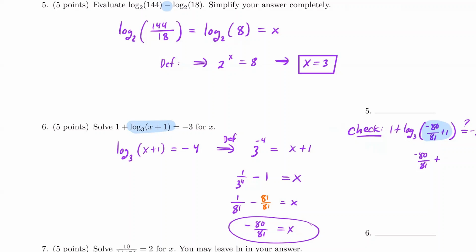You can write it again using the denominator, 81 over 81. So you'll have negative 80 over 81 plus 81 over 81. That is equal to 1 over 81. Check, it's positive. So yes, this is a solution. So you can claim this is a solution. Make sure to always check your answer if you're solving a logarithmic equation.